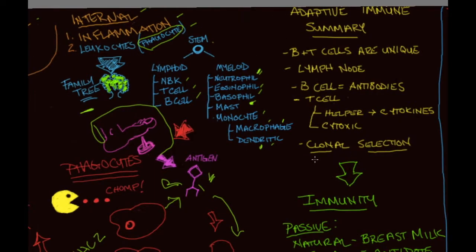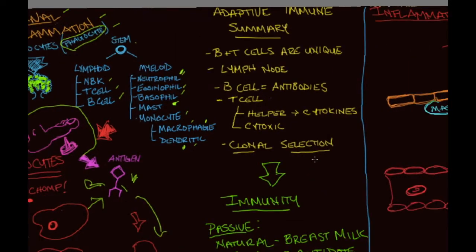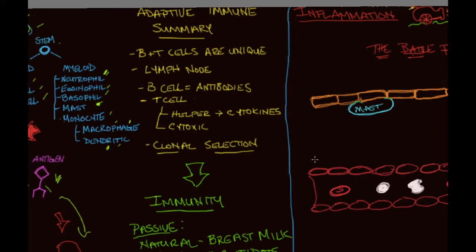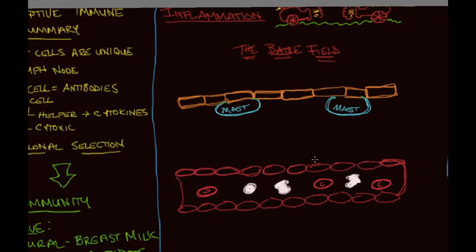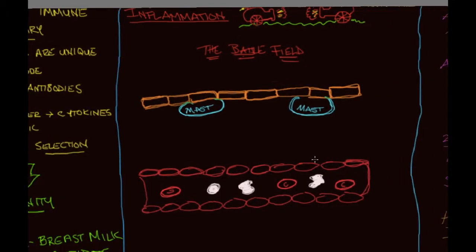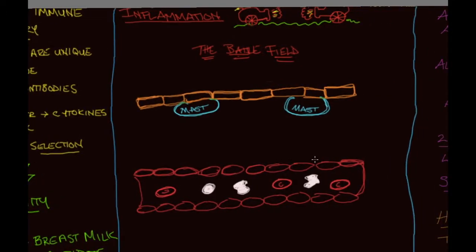The other weapon that we have in our internal immune system is inflammation. And I want you to think of inflammation as kind of the battlefield where all this happens, where the fight is for where these antigens have invaded. So we've all experienced inflammation before. After a cut, you have some redness, swelling, heat, and pain. This is also known as the inflammatory response.